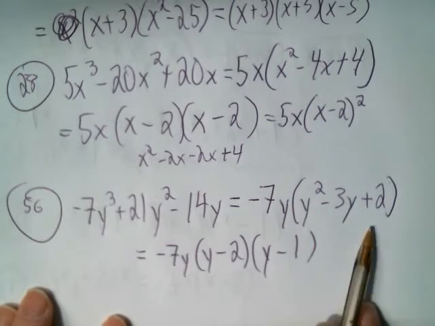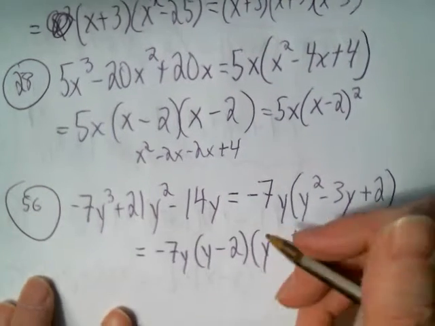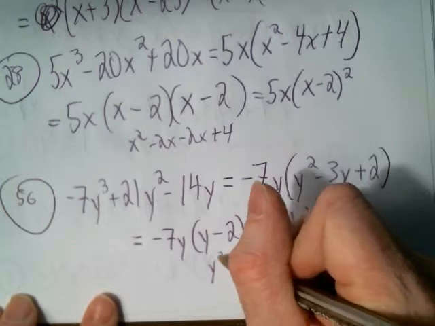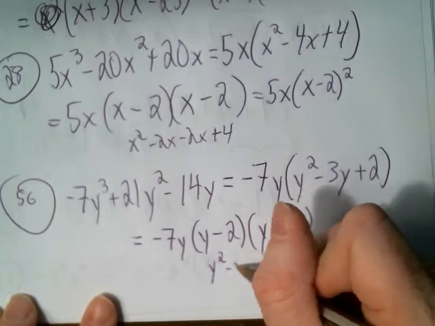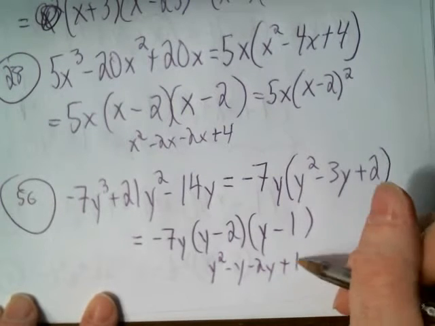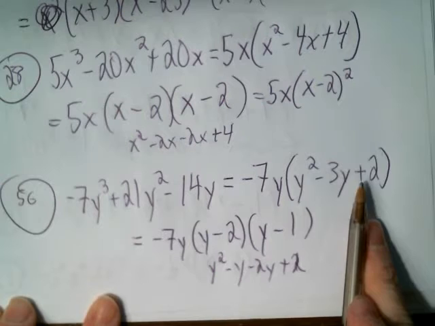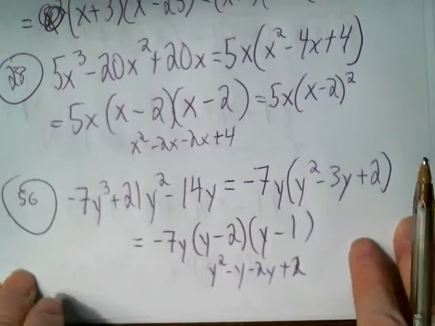Some of these will end up being prime, and you kind of have to stop, but I think this one's good. Let's FOIL it out just to make sure. So I got y squared, the outer minus y, the inner minus 2y, the last plus 2. And then just spot check, make sure it's the same. Yeah, it worked. So we're good.